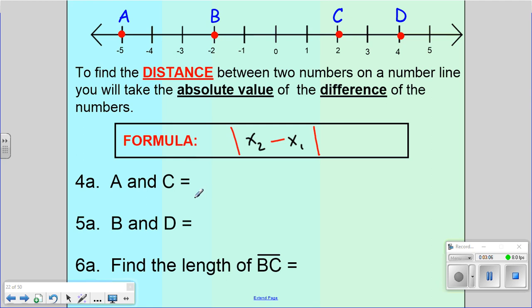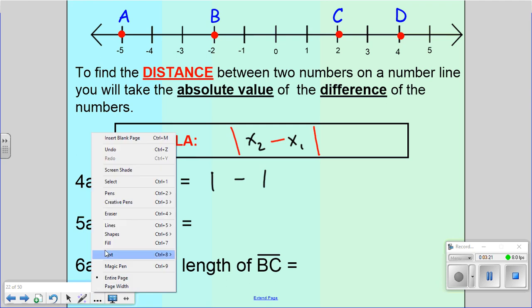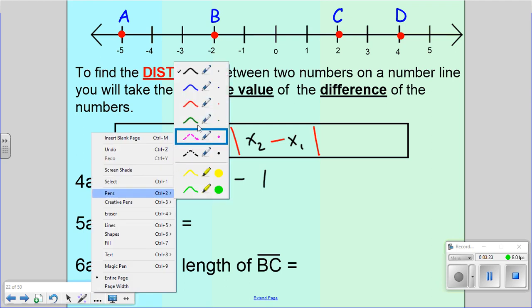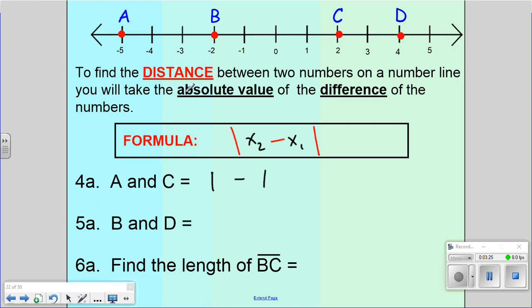So for 4a, we're going to find the distance between A and C. First and foremost, draw your absolute value bar with your minus sign in between. Then insert the position x values. If I look at the graph, C is the furthest on the right. So let's enter him first. C is at location 2.